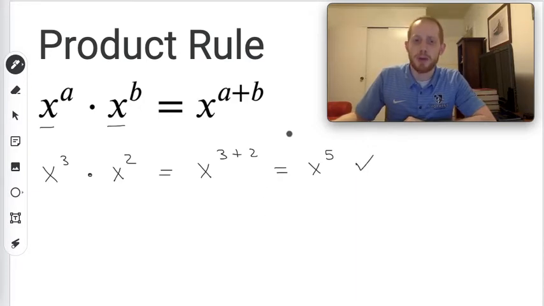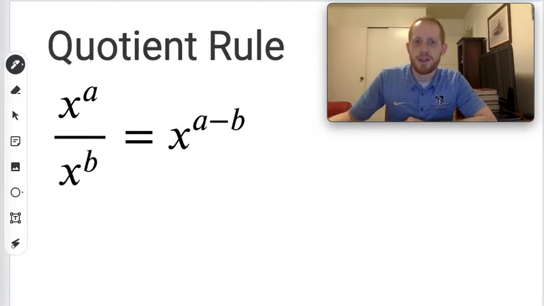When you're using the product rule, remember that you have to have the same variables, and then the exponents can be added if you're multiplying in the middle. Now, the opposite of that is going to be the quotient rule. The quotient rule states that if you have the same variable and you're dividing, the exponents have to be subtracted.